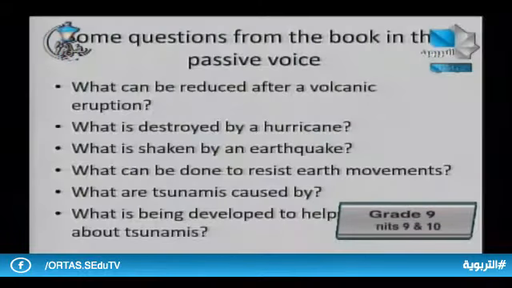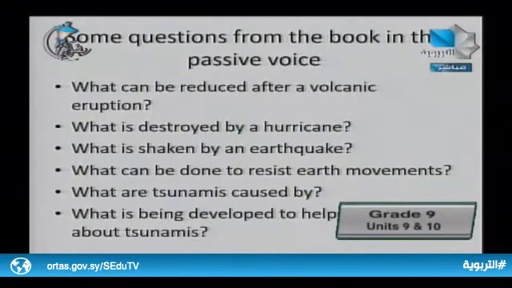Now, if we go to the questions from the book in the passive voice, here we have some questions on how to make questions if we have passive voice. What can be reduced after a volcanic eruption? Here we have what as the question word, then can, because it is the modal, at the beginning, then reduced, verb 3, after a volcanic eruption. Number 2, what is destroyed by a hurricane?